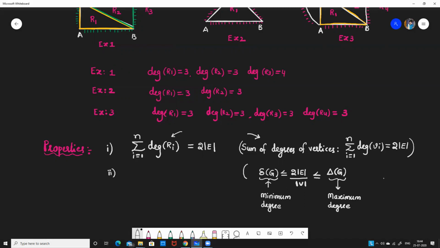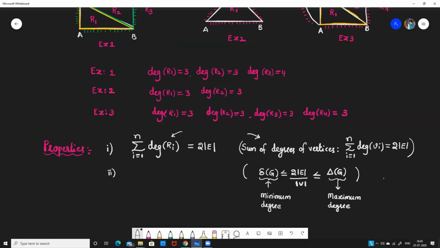Then whatever this 2e by total number of vertices, it is indicating the average degree of vertices. What is the formula for average degree of vertices? Average degree of vertices means the total sum of the degree of all vertices by the total number of vertices. The sum of the degree of all vertices must be equal to 2 times the edges. Therefore, I have written 2 times edges, and the cardinality of V is nothing but the total number of vertices. So it is called average degree. This relation holds good in the sum of degrees of vertices theorem.